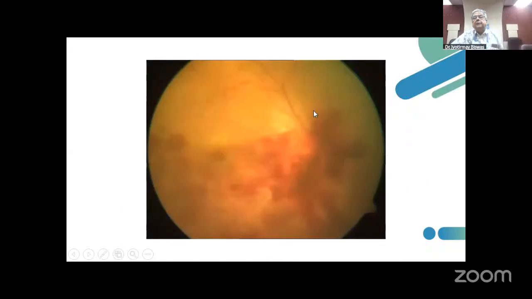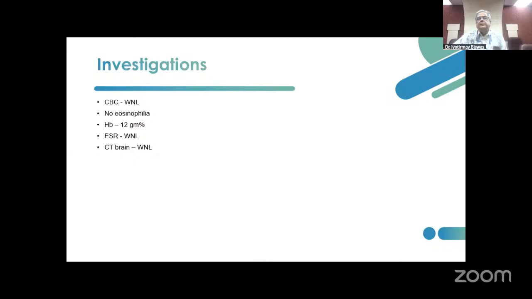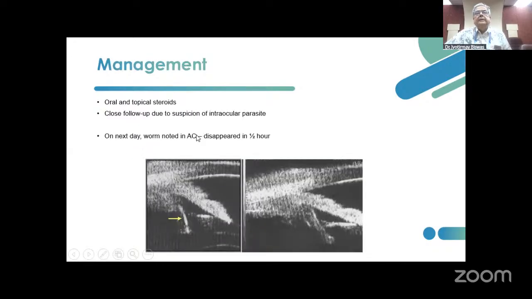When we looked into the fundus, we thought that it was a central retinal vein occlusion. What is your suspicion? In this patient, eosinophilia, no, they are not there. Tests are normal. CT brain normal. We are at a loss. What to do? And then oral and topical steroid, and the patient came on follow-up.